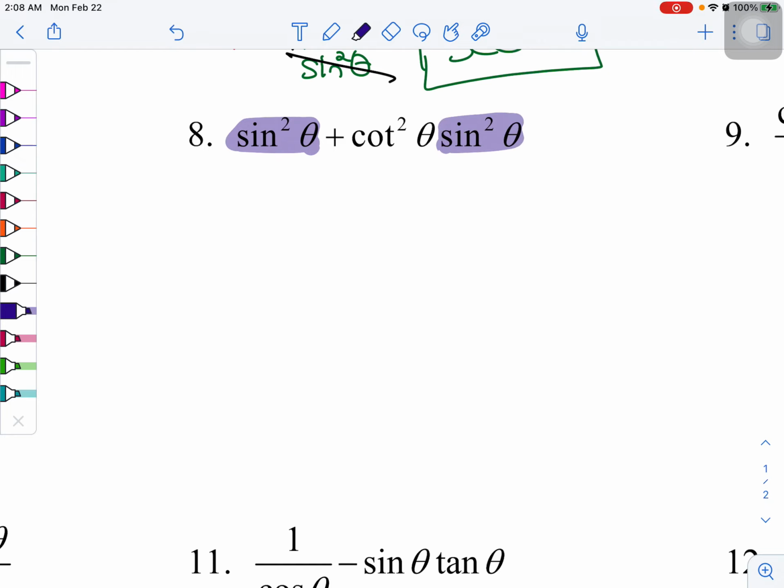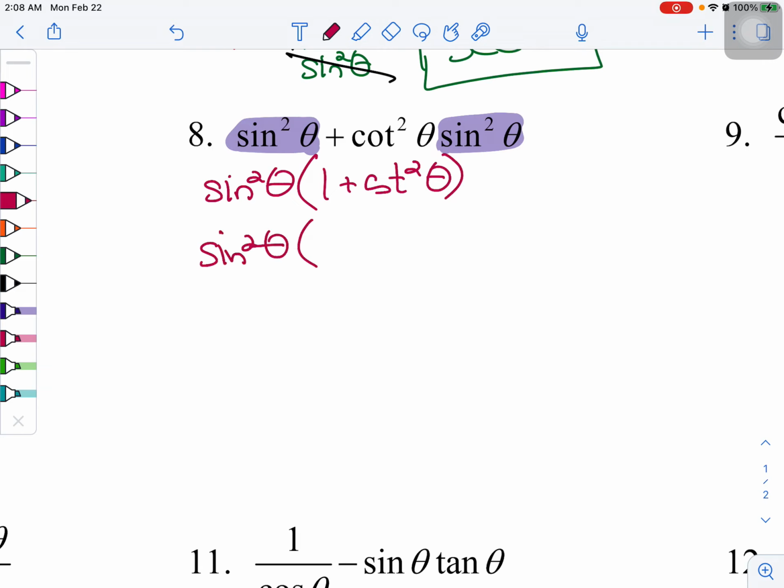What I do see, though, is both of these, and yes, there are two terms here, separated by the plus sign, have a common sine squared theta, so I'm actually going to factor that out. So what's left behind would be 1 plus cotangent squared theta. So sine squared theta times 1 plus cotangent squared theta, and 1 plus cotangent squared theta is the same thing as cosecant squared theta.